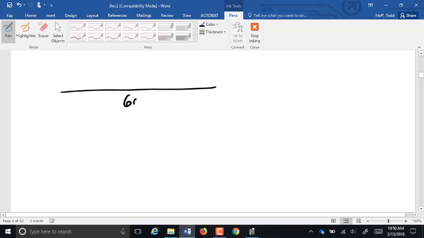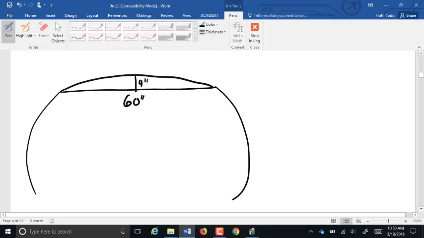So let's say we have a 60-inch wide doorway, and our arch here is only 4 inches, like that. So of course the rest of the circle is huge. So we're going to squash it a little bit because we don't have room to draw it, right? But pretend that looks like a circle.